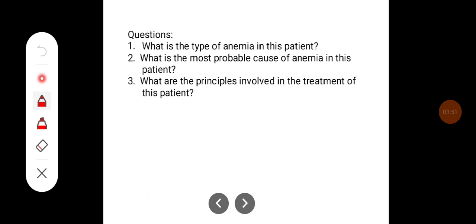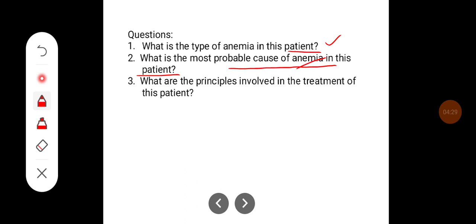So here the questions are, what is the type of anemia in this patient? Okay, probably they're asking about the morphological type. So it's a macrocytic anemia. What is the most probable cause of anemia in this patient? The cause of the anemia, that is macrocytosis, is probably vitamin B12 deficiency. It can also happen in folic acid deficiency, but here the cause for anemia is the pernicious anemia, which is an autoimmune disorder, which has led to the vitamin B12 deficiency.